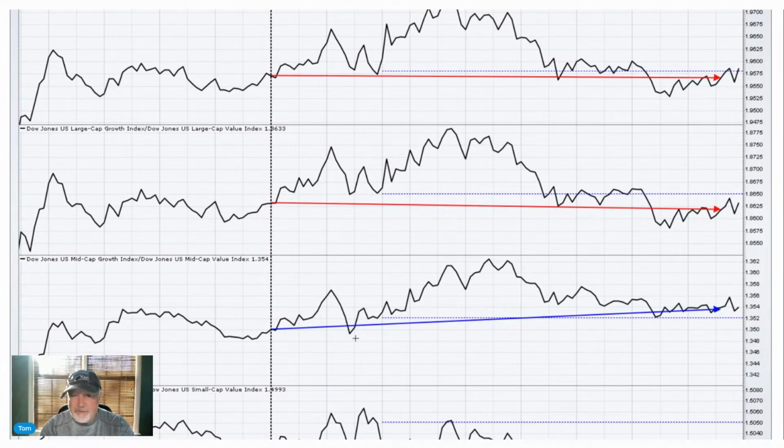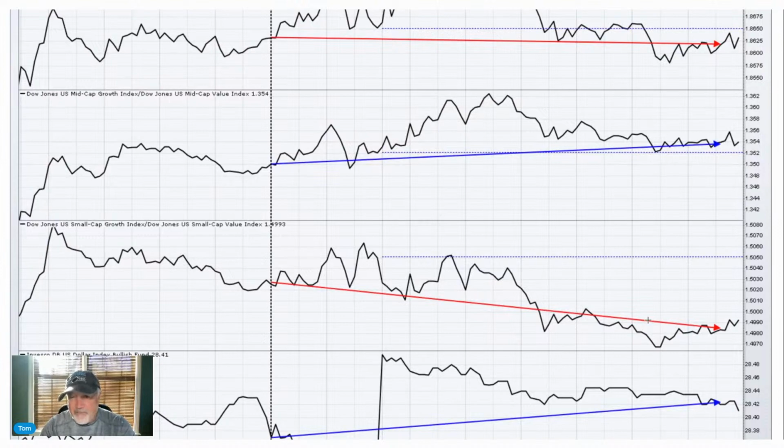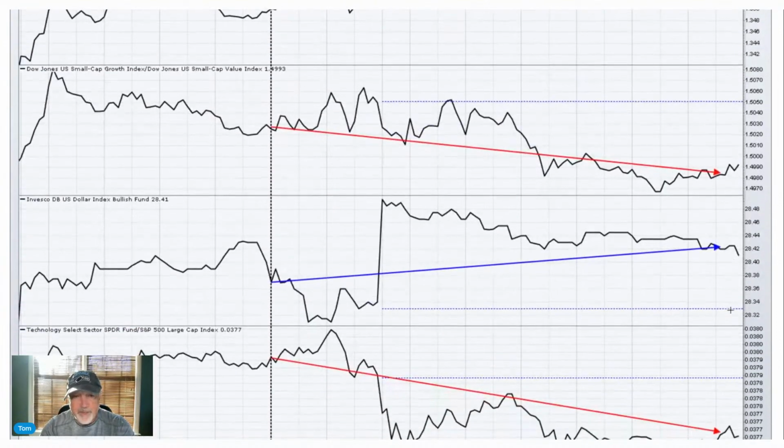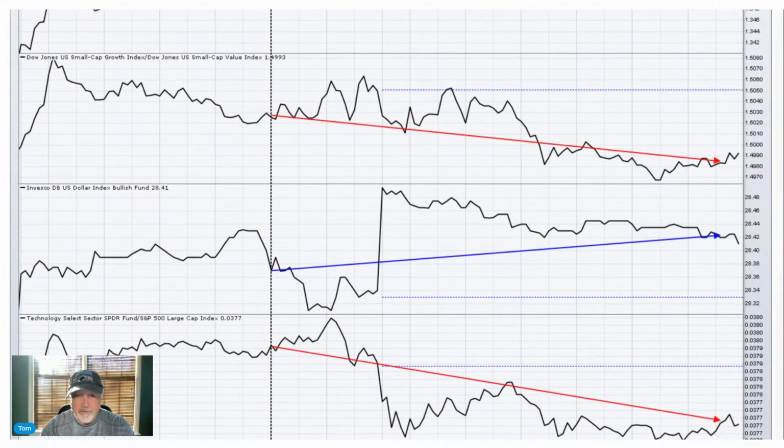Mid cap growth versus mid cap value up a little bit. Small cap growth versus small cap value down a little bit. The dollar's been a little bit all over the place. It went down yesterday afternoon, gapped up today, but then was basically going down all day again. So the dollar is still not performing well, in my opinion.